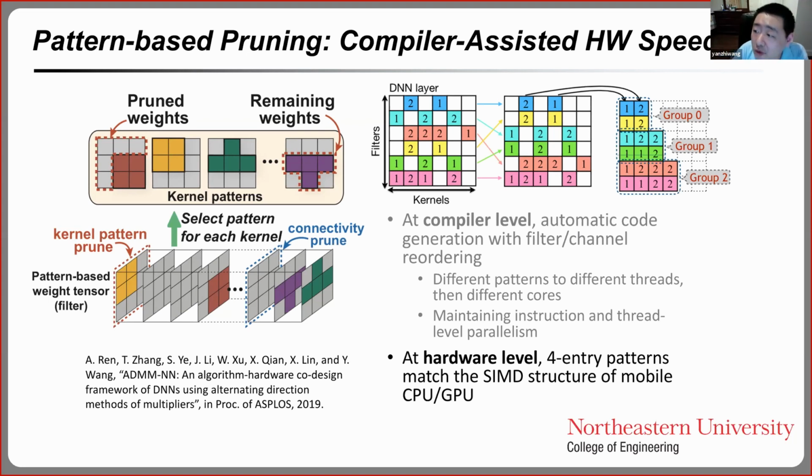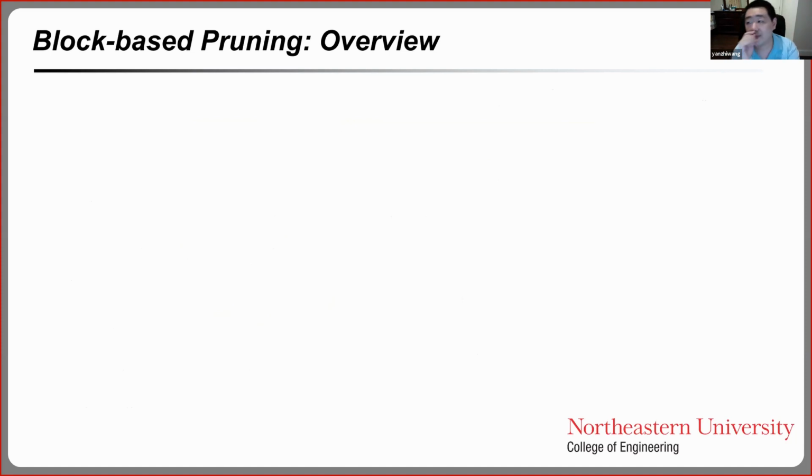The second type is block-based pruning. For 3x3 and 5x5 kernels, block-based pruning will not perform as well as pattern-based pruning. But later we're going to see why we need to use block-based pruning as well.